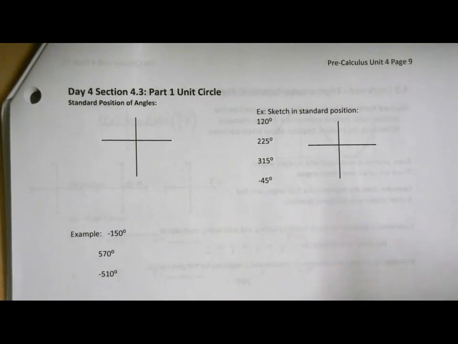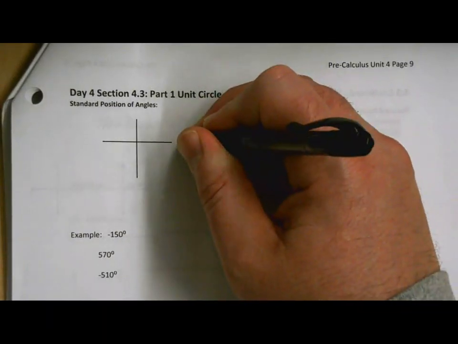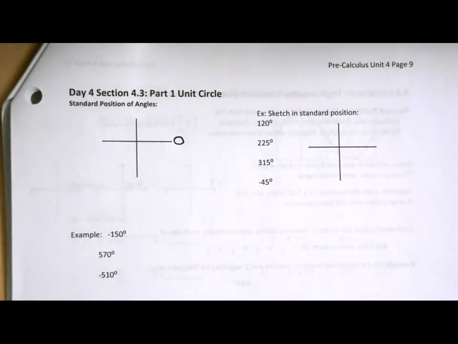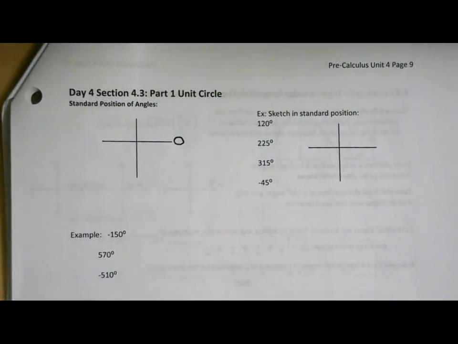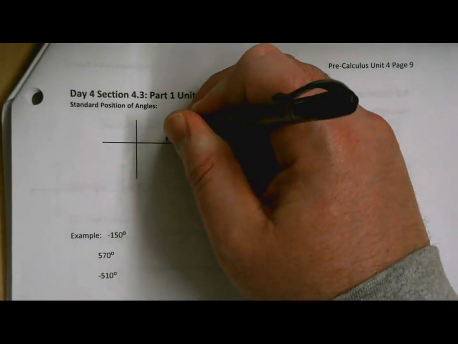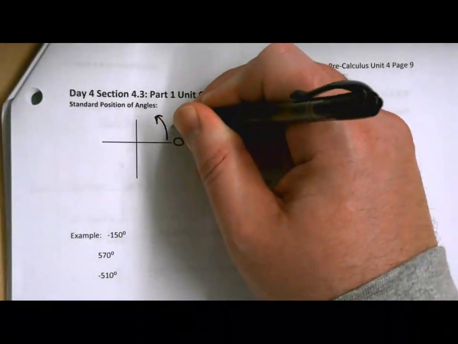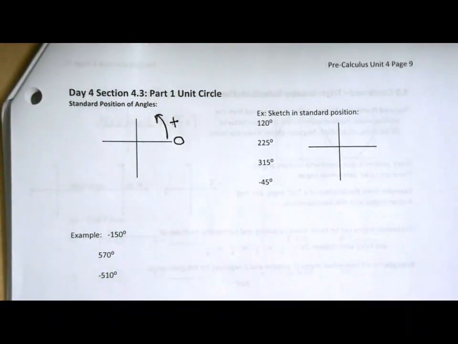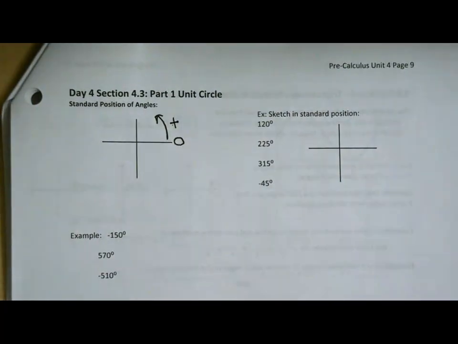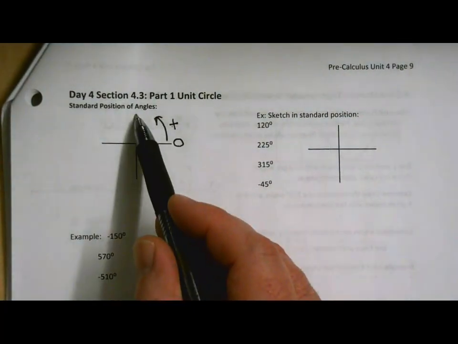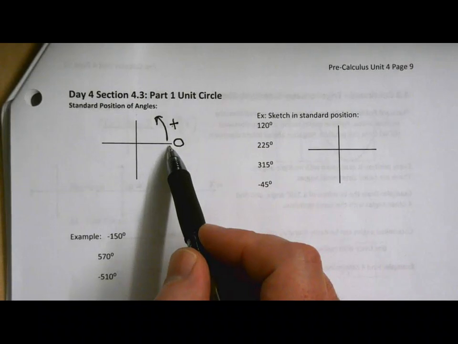So let's start off with the idea of a standard position of an angle. We actually talked about this a bit on Monday. The whole idea with the standard position of an angle is that the positive x-axis is 0 degrees, 0 radians. And as we rotate counterclockwise, the angles get bigger. So we start at 0 here, then this would be 90, 180, 270, 360.